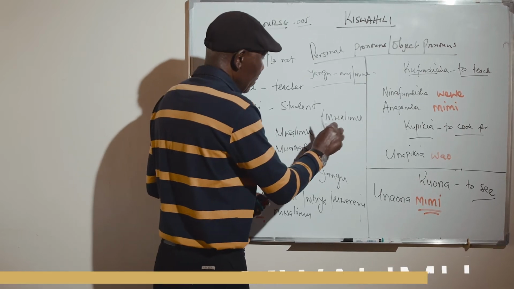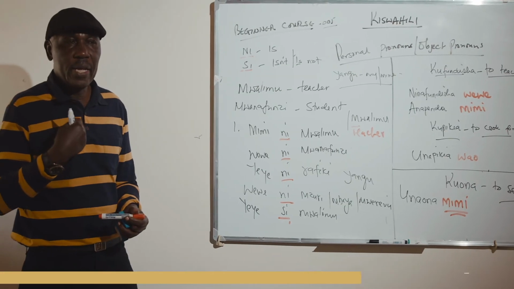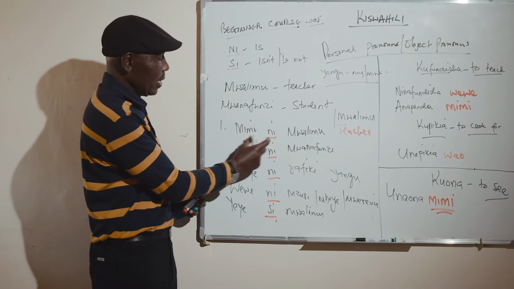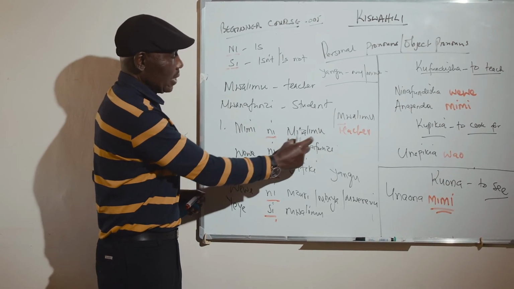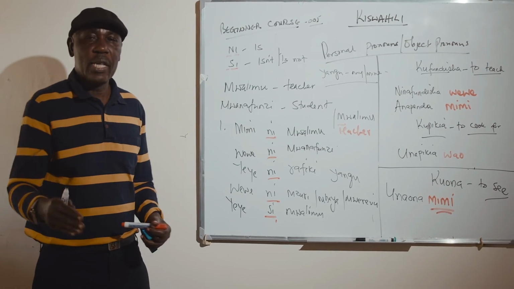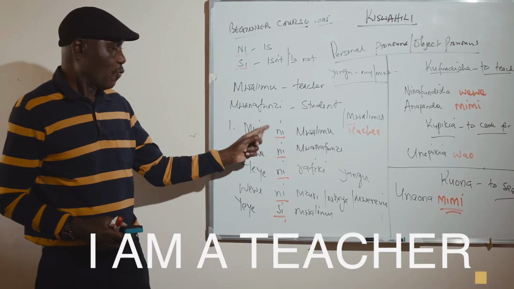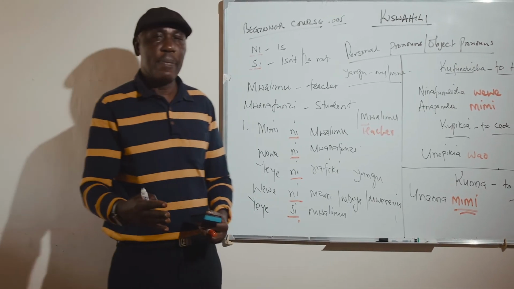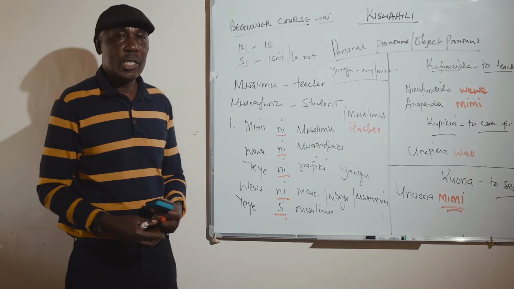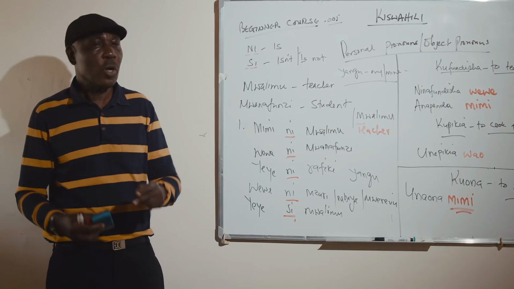Mimi ni mwalimu. Mimi ni mwalimu. You can see I'm using mimi, which is me. Ni is mwalimu, teacher. It's like saying me is teacher, but this is how we say I am a teacher. Now, if you use this form, then you end up being descriptive, because in this sense you can use it with all manner of saying what he is, what I am, whatever it is.